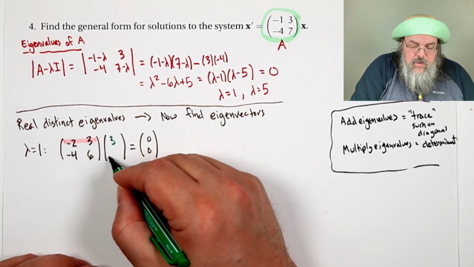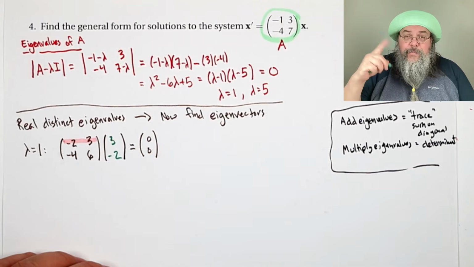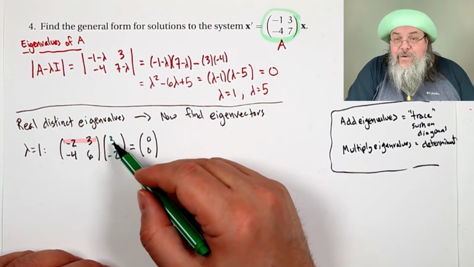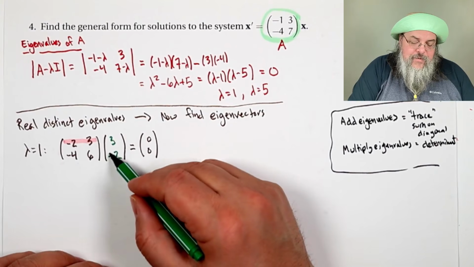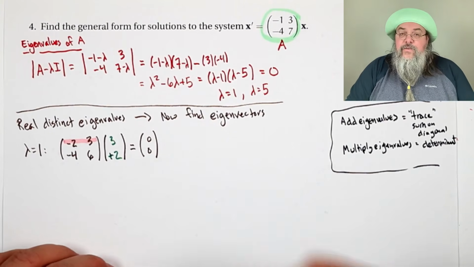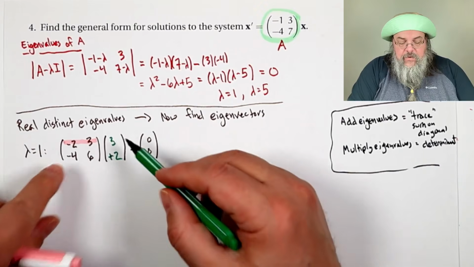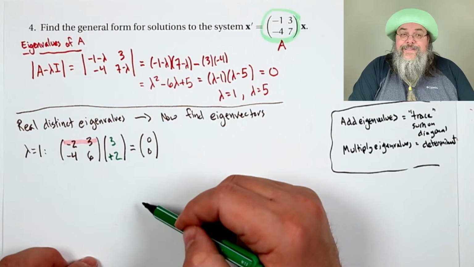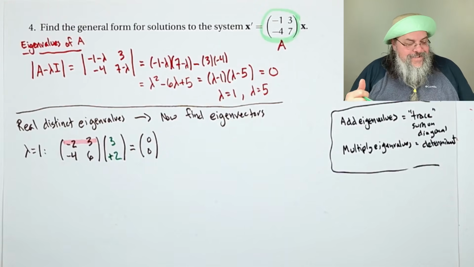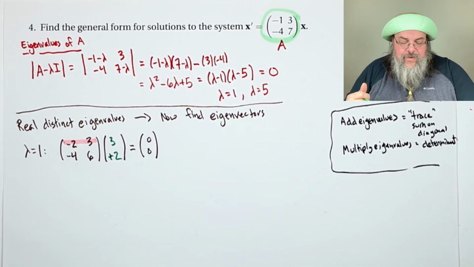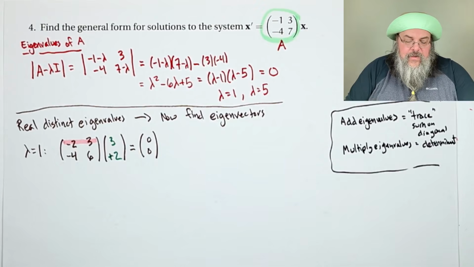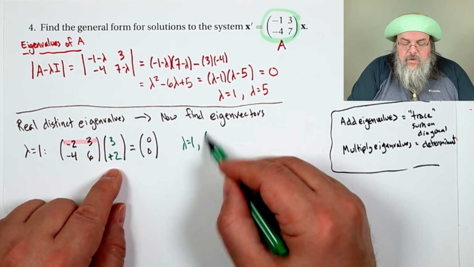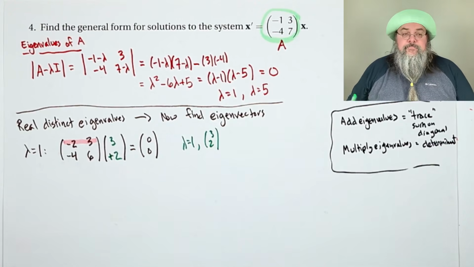So 3, negative 2. And now flip a sign. So I can flip the negative 3. Well, I flip the 3 to negative 3, or I can flip the negative 2 to positive 2. And so my claim is 3, 2. So we check, right? Negative 6 plus 6, 0. Minus 12 plus 12, 0. We're good to go. All right, so now we have found the eigenvector. So this says with lambda equals 1, we get 3, 2 as the eigenvector.